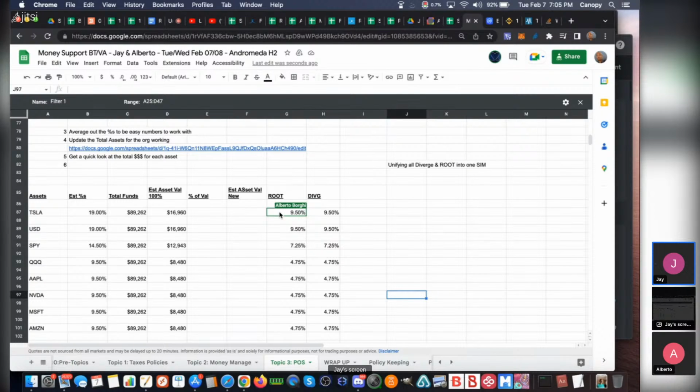Yes, you're on the same page. Okay, so root stays the same. So now we're just focusing on diverge.